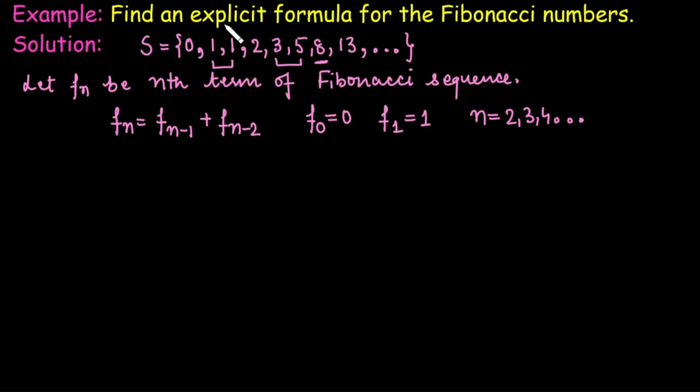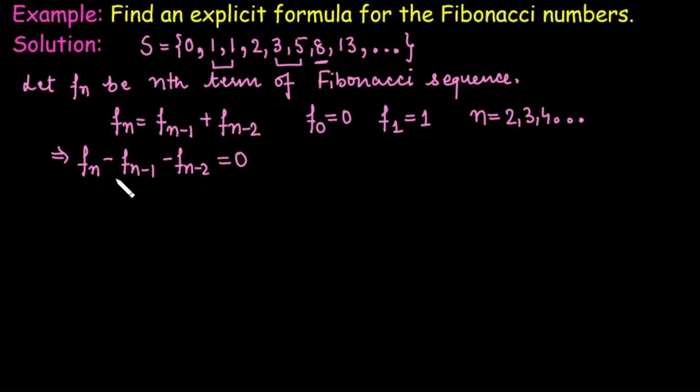Now we need to find the explicit formula for these Fibonacci numbers. It means we need to find the solution of this recurrence relation. So the first step is we will take all these terms to one side. So we can write f of n minus f of n minus 1 minus f of n minus 2. This is equal to 0.